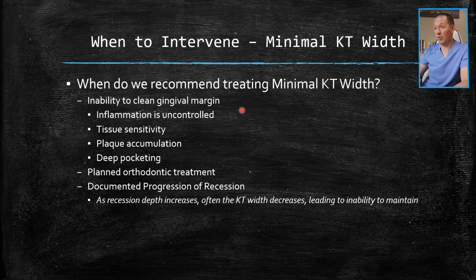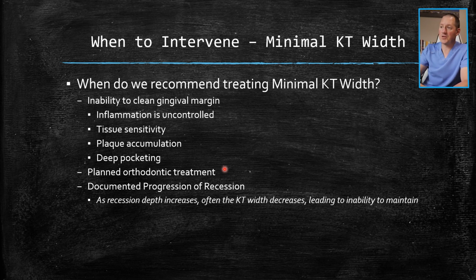A second reason is orthodontic treatment, right? So a patient comes to you and says, I'm about to have ortho treatment, or you're about to initiate ortho treatment on a patient. If you look at the teeth you're going to be moving, and there's no KT or minimal KT on those teeth, that is something you should be thinking about recommending treatment for, to augment that soft tissue so we don't have a recession as a result of the beautiful ortho treatment that patient is going to have.